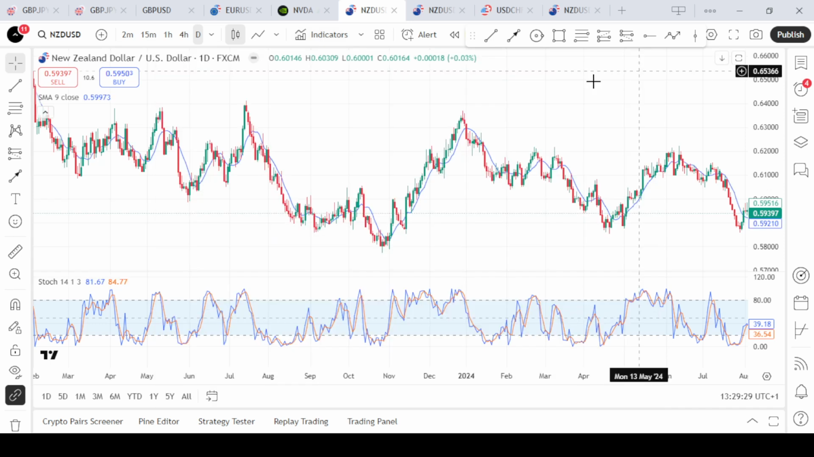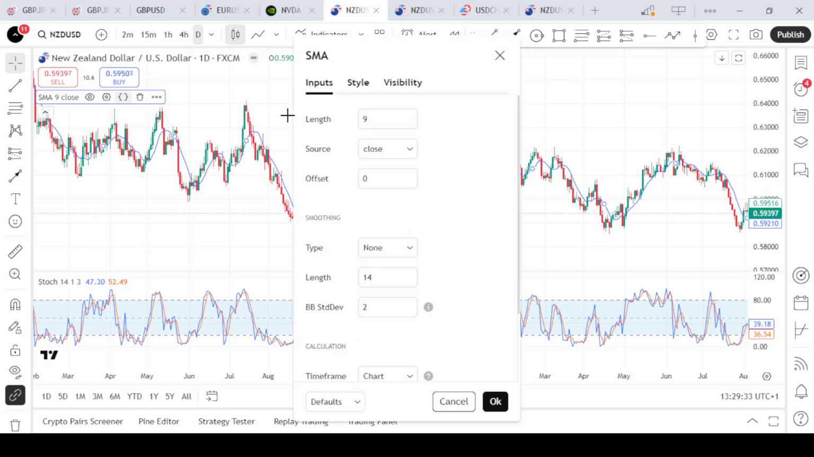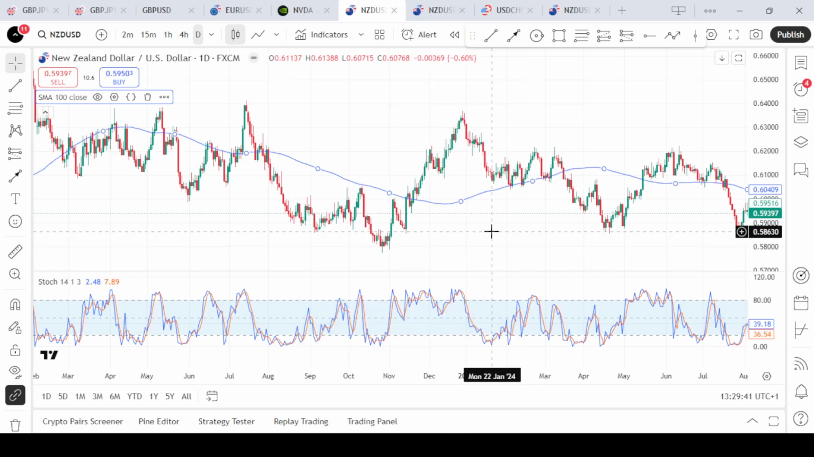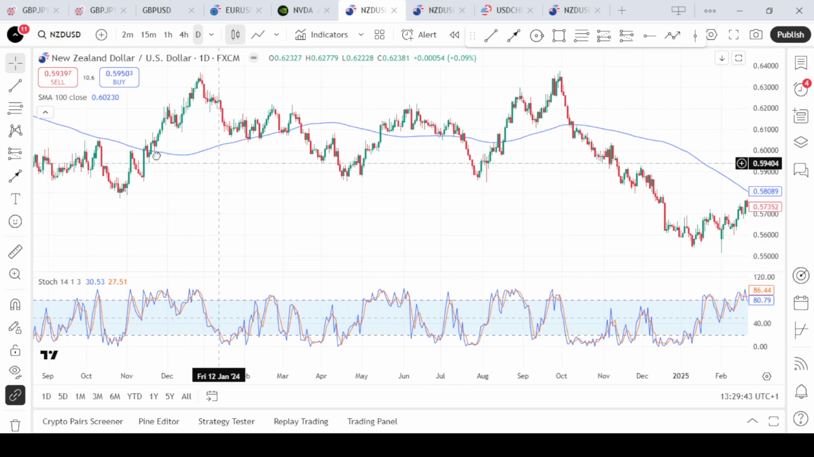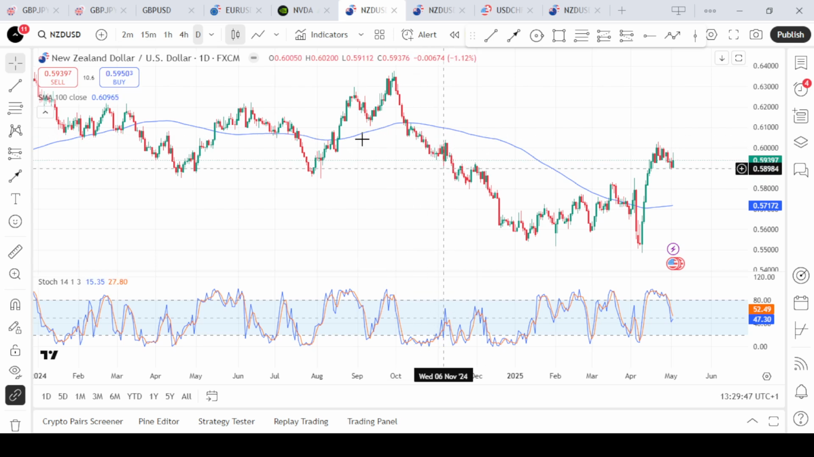If we add a 100 period simple moving average, we would see that the simple moving average will be plotted on our chart, and it will show us the direction of the market. As you can see in this area of the market, price is trading below the simple moving average, meaning that we are looking for selling opportunities.